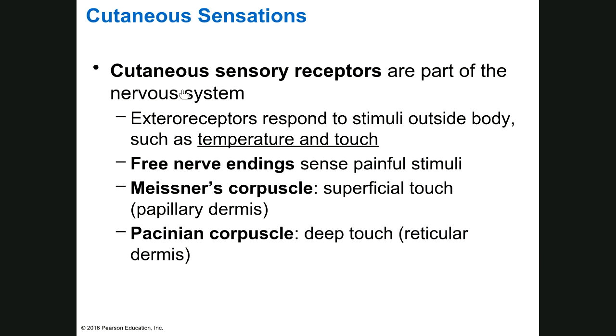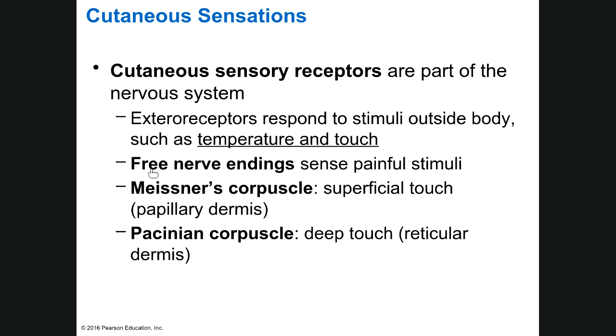Sensation is the next major function of the skin. We have our cutaneous sensory receptors, and there are a wide variety of them. Exteroreceptor is a general term, and all this means is that these are receptors that are sensitive to sensations coming in from outside the body. So they are sensitive to temperature, touch, and pain, of course.